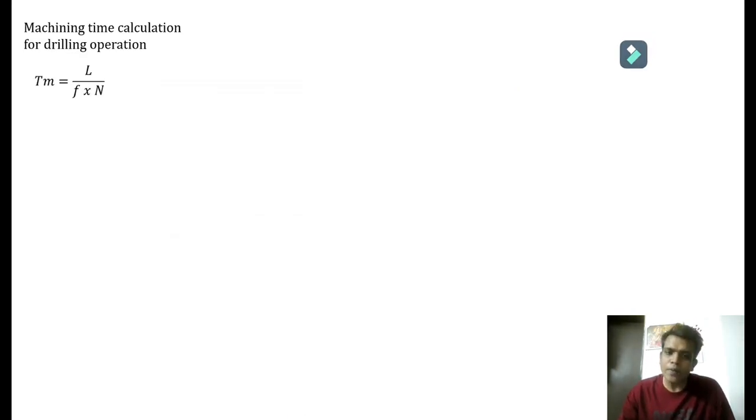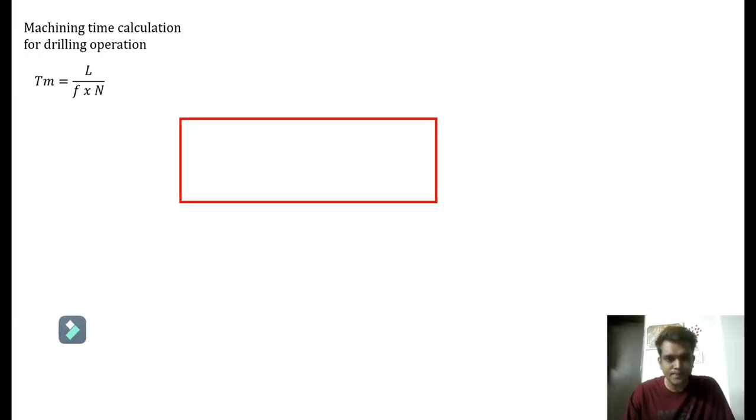There is a generic formula to get the machining time calculation: the length of tool travel upon feed rate. The same formula we had for the turning operation as well, right? What is most important here? The total tool travel length. We had some different considerations in turning operations. Now we have certain different considerations in drilling operations. Now let's see how to calculate the total tool travel length.